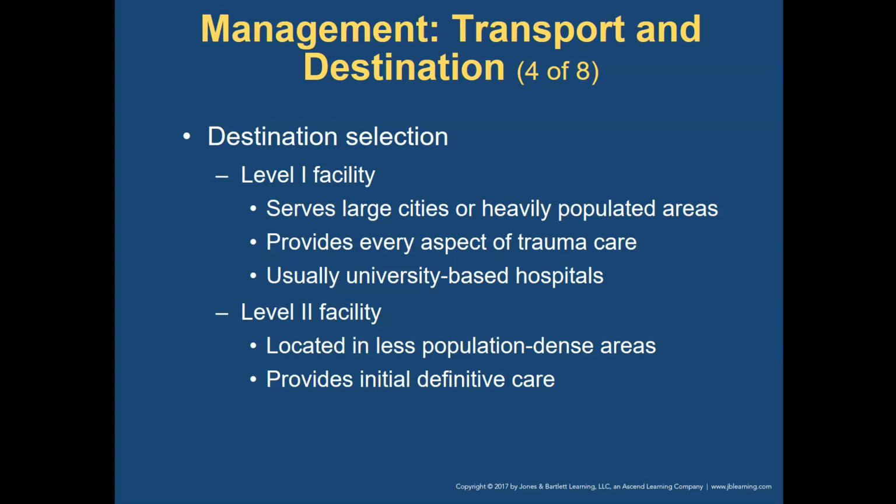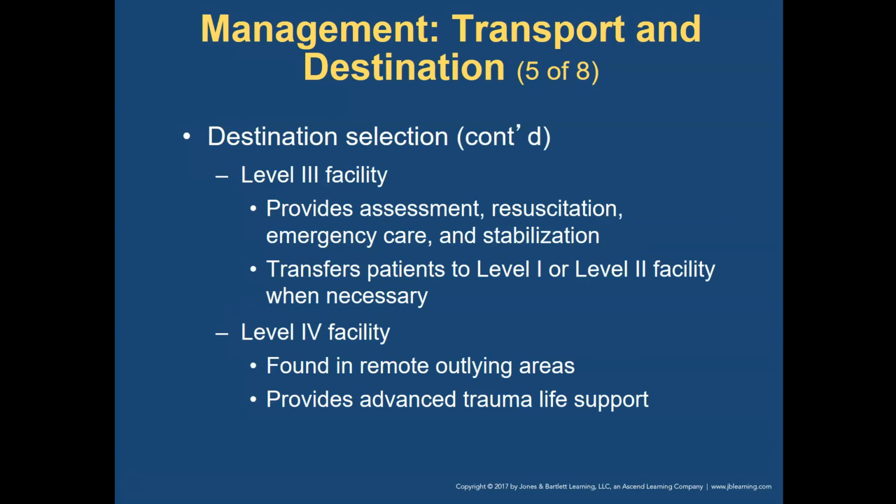Level 2 is located in less population dense areas, and that's not always the case, because in Oklahoma City there are three, maybe even four level 2 trauma centers. There are a lot of people there, obviously, the same reason there's a level 1. So it's about the level of care that people are getting. It provides initial definitive care. They're going to do many things that a level 1 hospital does, but not quite as many resources.